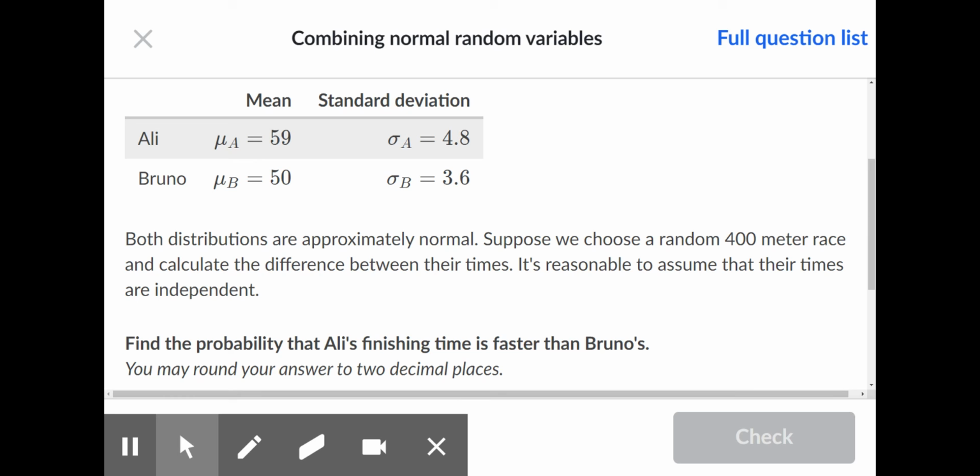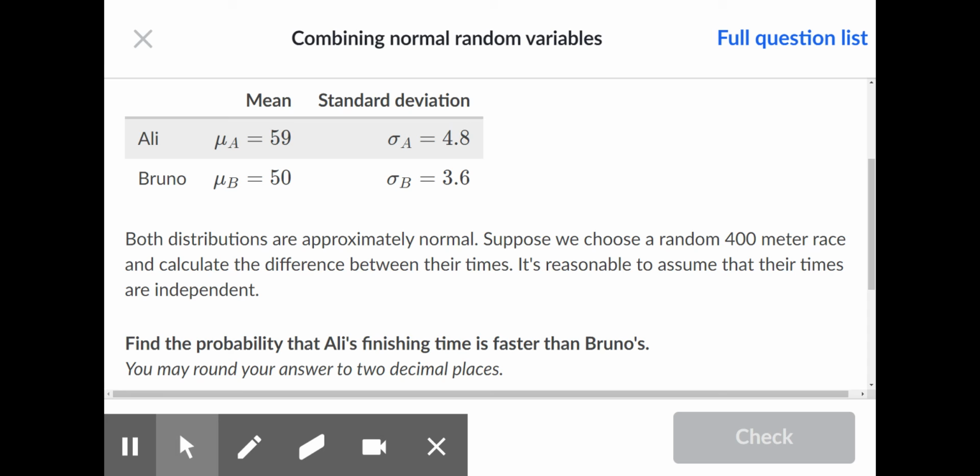That means 1, 2, 3. So it will be 15 here, 21 here, 27 here. It will be 3 here, negative 3 here, negative 9 here. So this will be the normal distribution for this new random variable D.